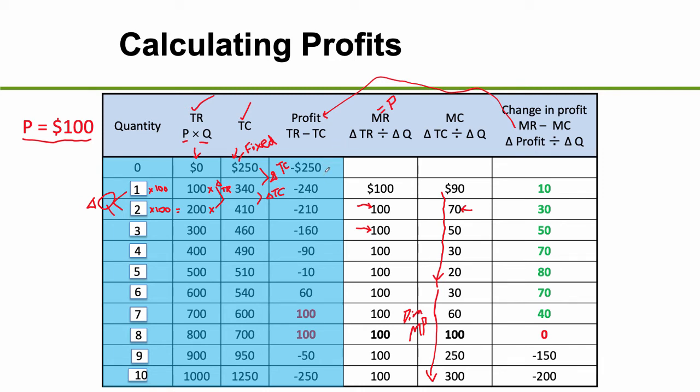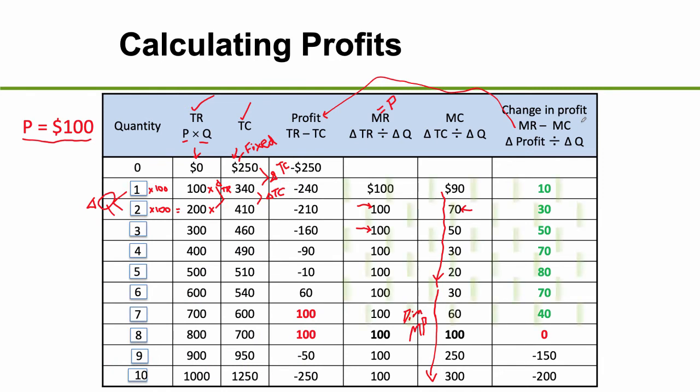For a firm looking to increase production, or looking to find that profit maximizing output, it's important that every time you increase output, that profit increases. If it decreases, then you don't want to be producing those things. So in the green boxes here, we have our marginal revenue, it's always 100. We have our marginal cost, which is always less than the marginal revenue, which means that our change in profit is always positive.